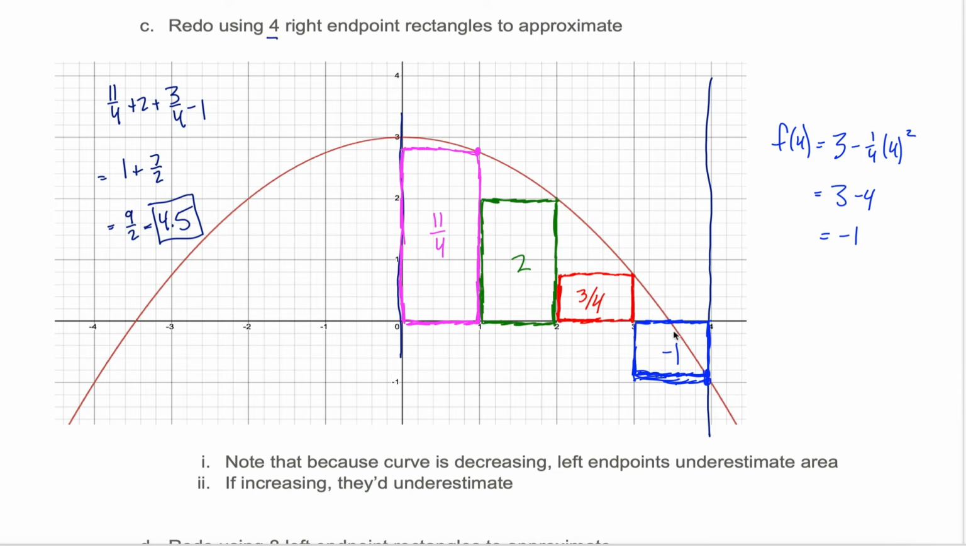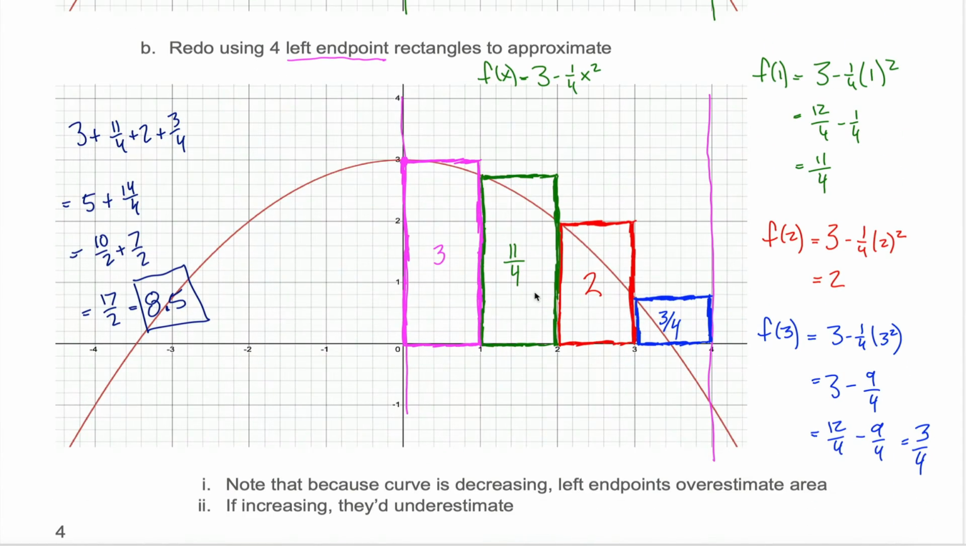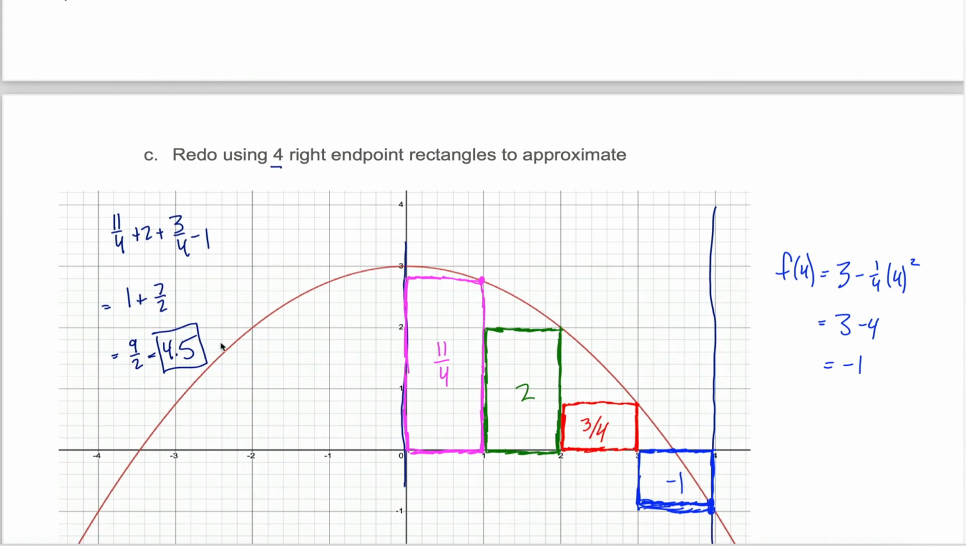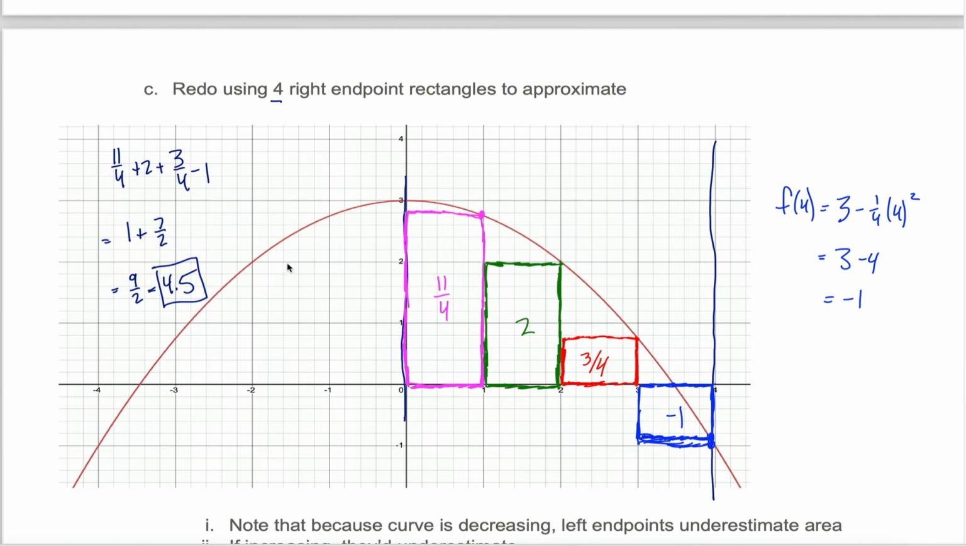Estimating the area underneath this curve using 4 right endpoint rectangles to approximate the area, I get an area of 4.5. Remember that up here we ballparked the area to be equal to 6.6. And now that I'm using these new methods, which I claim will be much more useful, we're getting these areas that are very different, 8.5 and 4.5. But there's some nice properties of these areas.